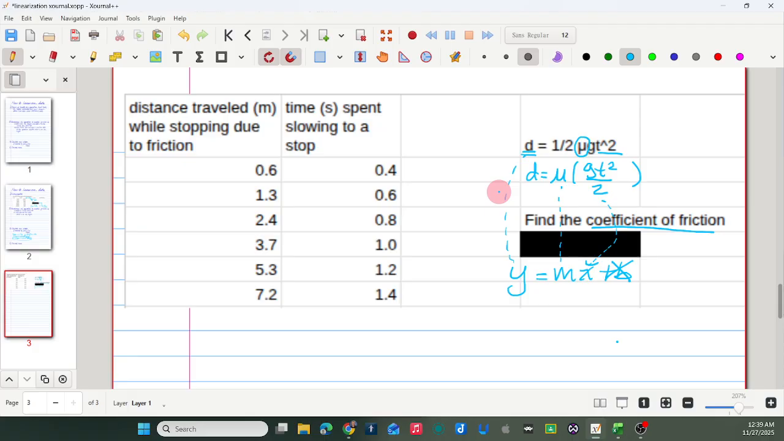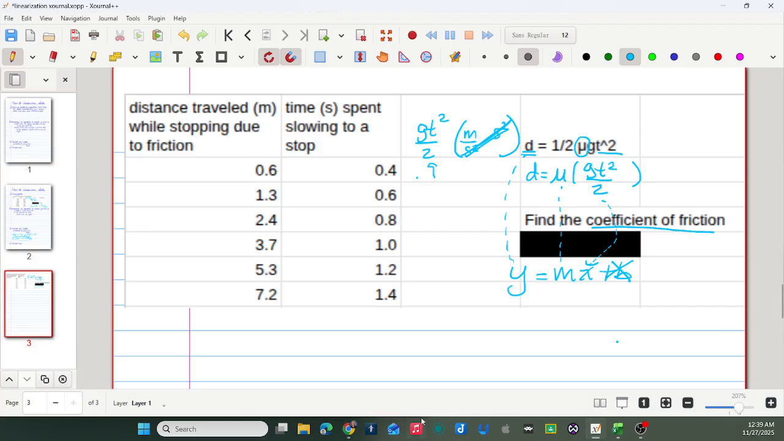So what I'm going to do is make a column here for gt squared over 2, and it should have units of g's units of meters per second squared times a time unit squared. And so that actually should just be meters. And then I'm going to take half of 10 is 5 times 0.4 squared. Figure out what that is. Is that 0.9? I don't know. So I'm going to come up with and do all that.